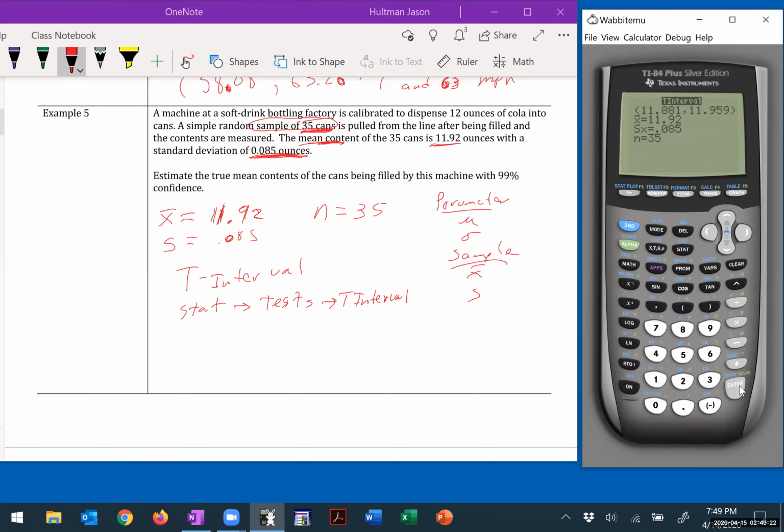Okay, and it tells me, oh, we are 99% certain that between 11.881 and 11.959 is the average ounces in the cola, right? The average ounces in the cola. Okay, we're 99% certain that what? That we're getting ripped off.